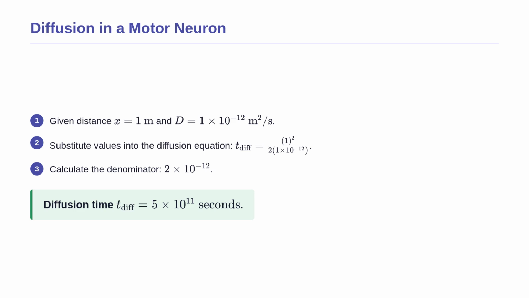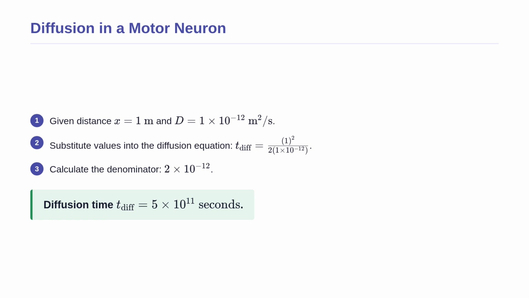Before we move on, let us see this with a concrete example of a 1 meter long motor neuron in your leg. The cell body needs to send neurotransmitters to the end of the axon. We're given a distance of 1 meter and a diffusion coefficient of 1 × 10⁻¹² square meters per second. We substitute these values into our diffusion equation.